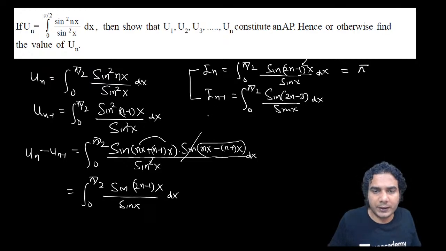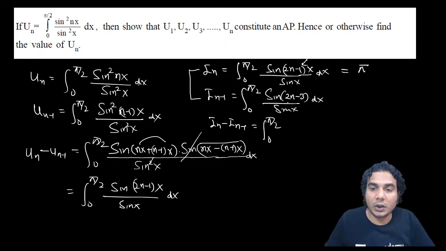Or if you want to do it, then do it. I(n) minus I(n-1) is coming out to be the integral from 0 to pi by 2. If I apply sin C minus sin D, it is cos of (C plus D) by 2, so that is (4n minus 4) by 2, so that is 2n minus 2, into sin of (C minus D) by 2.